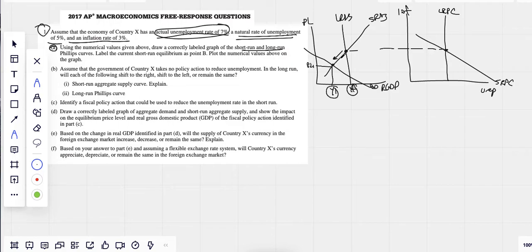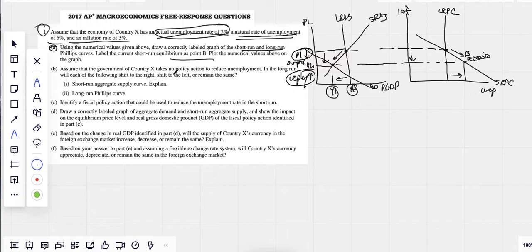Obviously we can see here that the price level has gone down. Output has obviously decreased. And if output has gone down, we know unemployment has gone up. So price level's gone down and unemployment has gone up. The way to show that over here is just a movement down your short-run Phillips curve. This is a recession right here on our short-run Phillips curve. They want us to label it B.